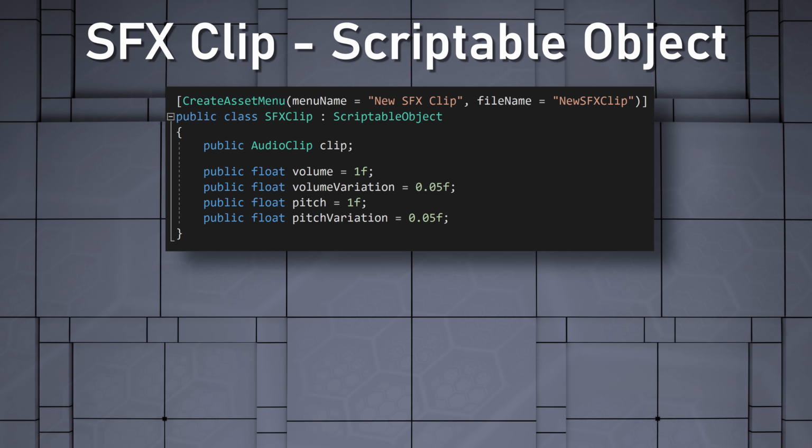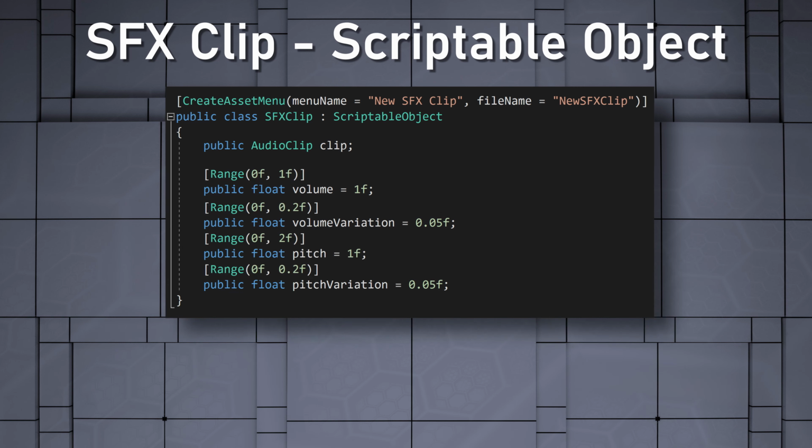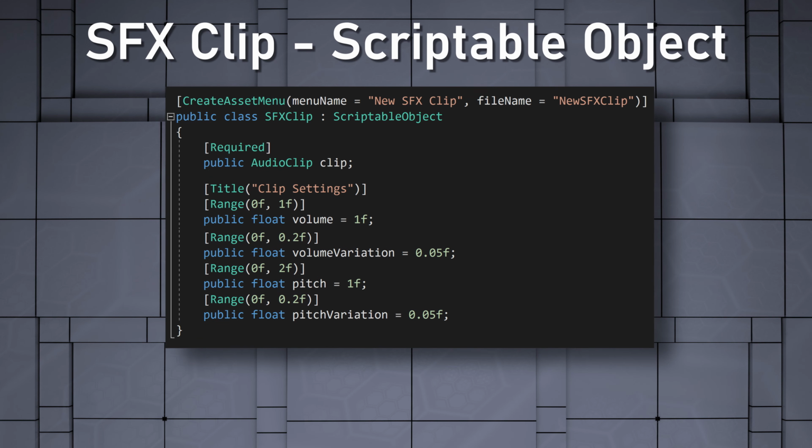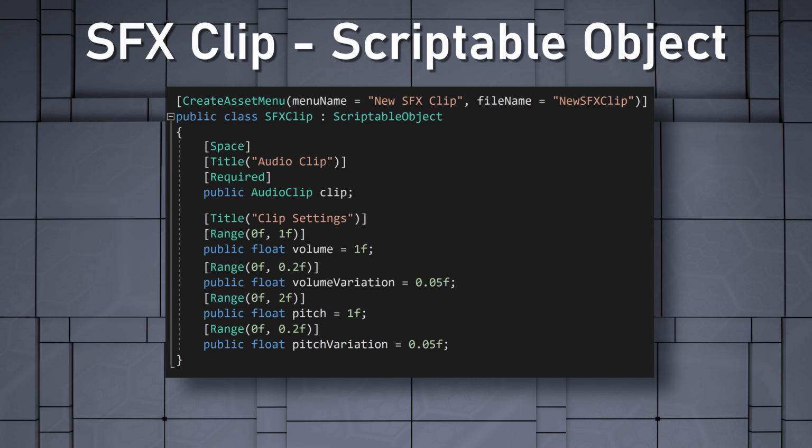Then to make the scriptable object a bit easier to use and more organized, we can add range attributes and titles, like so. We can also add a required attribute to the audio clip to help ensure that it gets assigned at design time. I've also added a space attribute at the top for formatting, as things can get more squished than I might like.